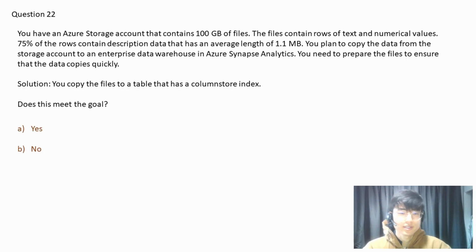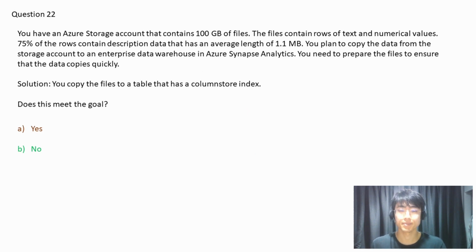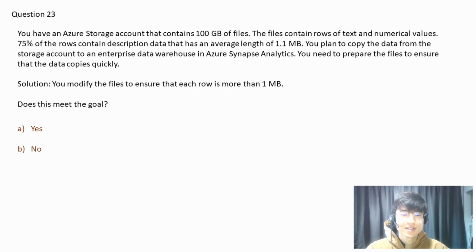Question 22 is exactly the same as question 21, except the solution is you copy the files to a table that has a column store index. Does this meet the goal? This question is again asking about the best practice to load the data in Azure Synapse Analytics. As we discussed a couple of times before, to optimize the loading speed, we don't use the column store index, we use heap.